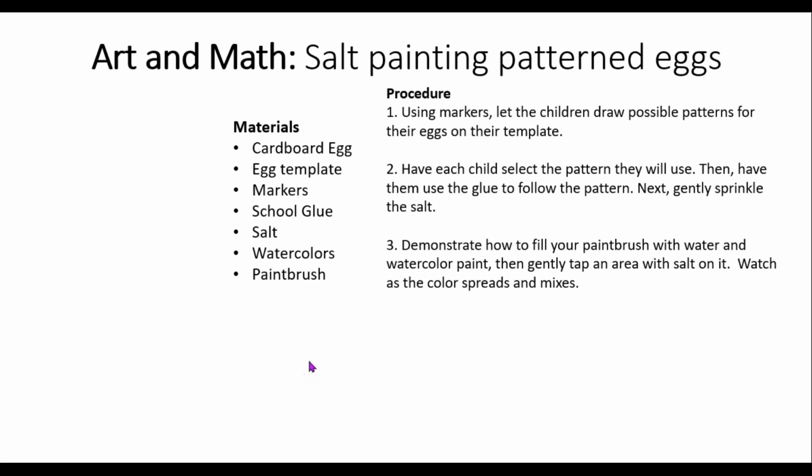The next one, I really like this one. This is to practice art and math. This is if you are working with CLIL and cross subject approach, this is going to be ideal for you. What you need in here is a cardboard egg template, markers, school glue, salt, watercolors, and a paintbrush.